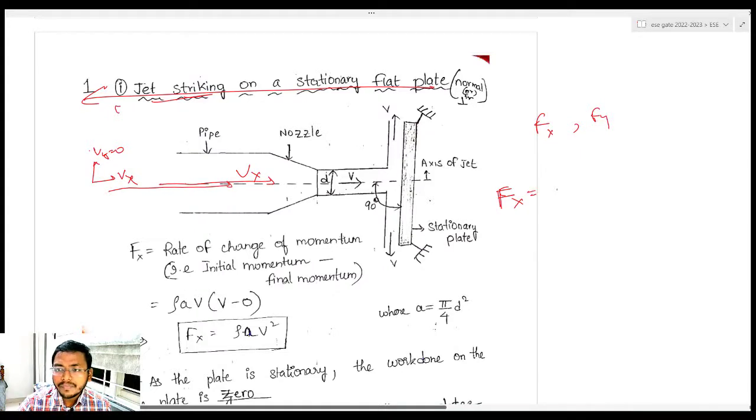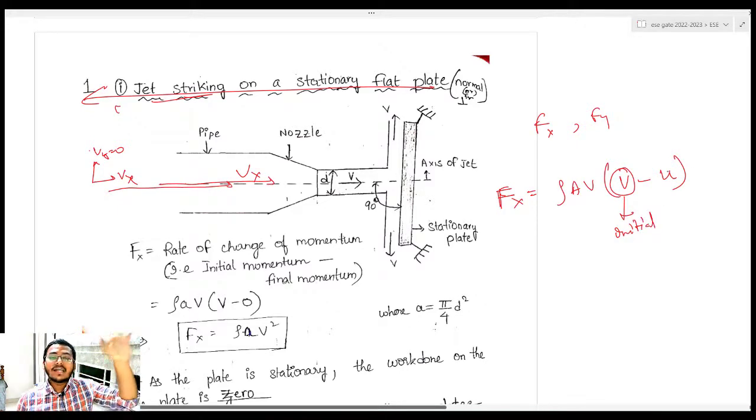So I know my formula. That is nothing but rho Av into V minus U. Let me make it very clear. Whenever I am writing rho Av into V minus U, this is your initial velocity. Many people confuse V minus U. Generally we use U as initial velocity and V as final velocity in our physics, right? That's why many people get confused here. So let us be very clear. Please write down.